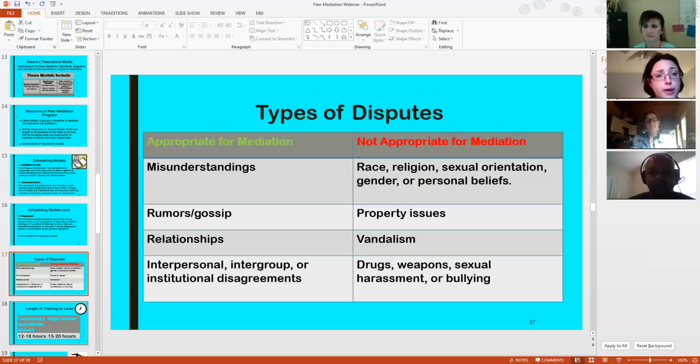So, not appropriate for mediation: issues around race, religion, sexual orientation, gender, or personal beliefs, those values that you hold very dear to you, those value-based conflicts. Property and vandalism issues, where there is a right or wrong, where there's a clear harm. That's not appropriate, because the purpose of mediation is you're asking two parties to come to a table and negotiate, compromise and collaborate. And a bullying or harassment situation is not going to be appropriate because of the power imbalance of the parties.